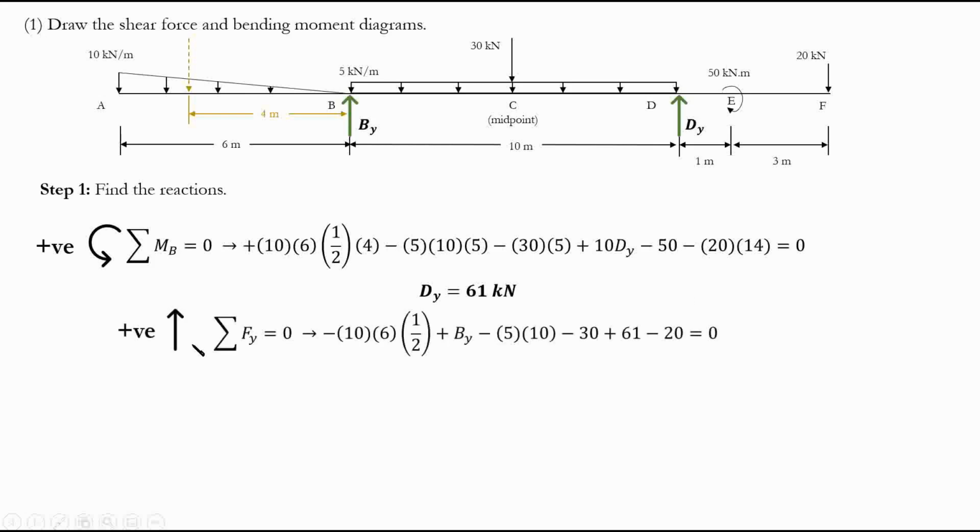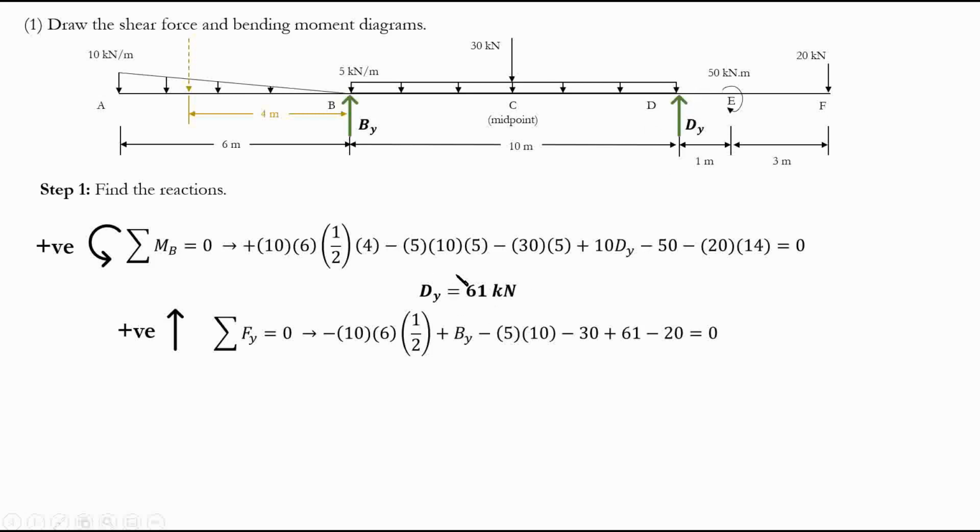Again here, I go with the positive convention of upward meaning positive. So I'll start from the left. I have 10 times 6 divided by 2. That's my magnitude of the force. It's negative because it's going down. 10 times 6 divided by 2 is negative 30. Then by: do I know by? No, but it's plus by. Then I have 5 times 10 going down, so negative 50. Negative 30, and then positive dy. Here my dy is 61 kilonewton.